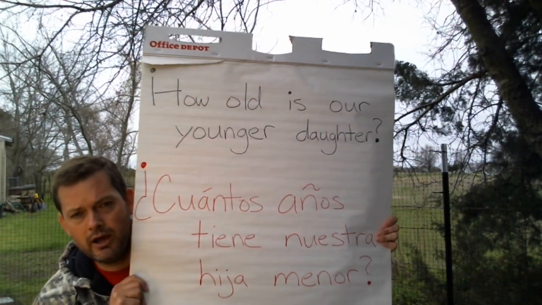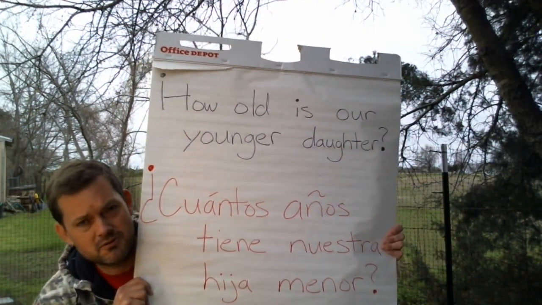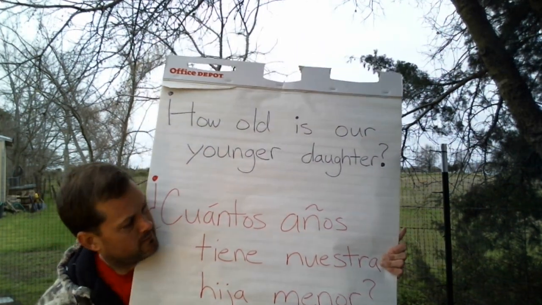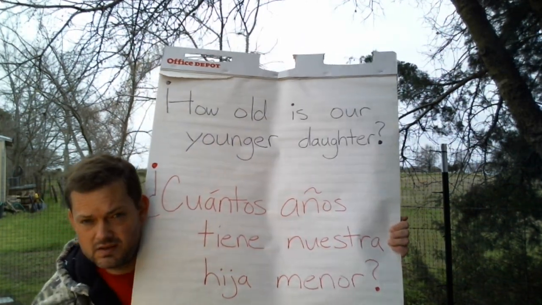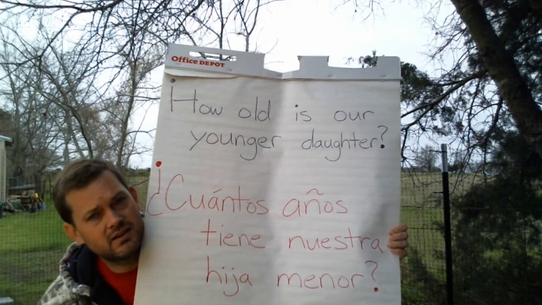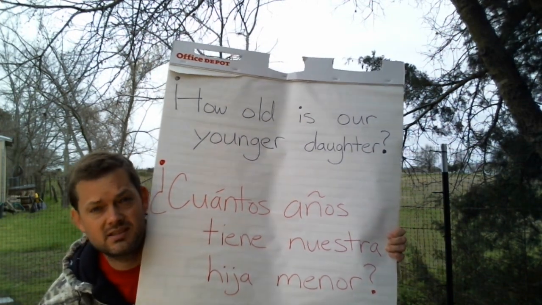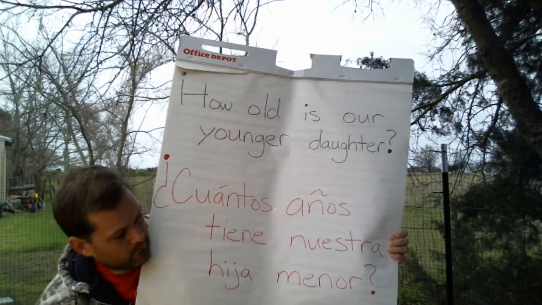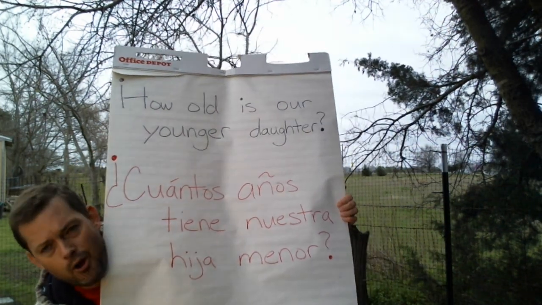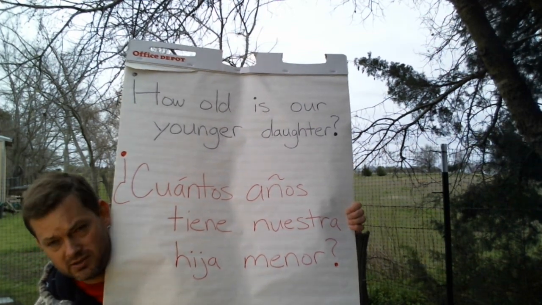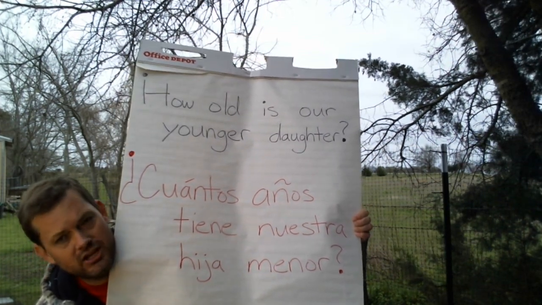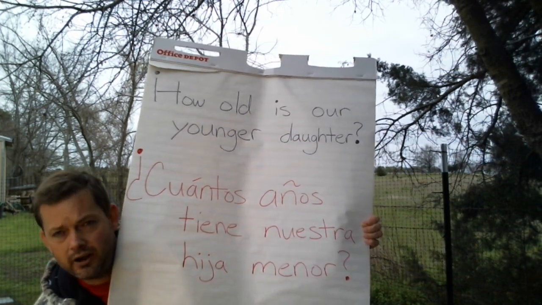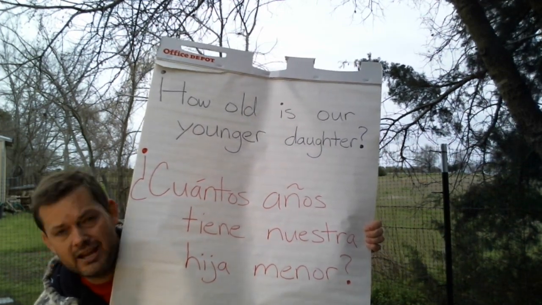So, step 1. How old is ¿cuántos años? Don't forget the upside down question mark. Next is. In this case, we're going to use tiene. Remember, they use tener to express age. Tener. Next would be our. Now this one's important. Remember, it must match in number and gender. Well, our daughter, referring to daughter, it's singular and it's feminine.